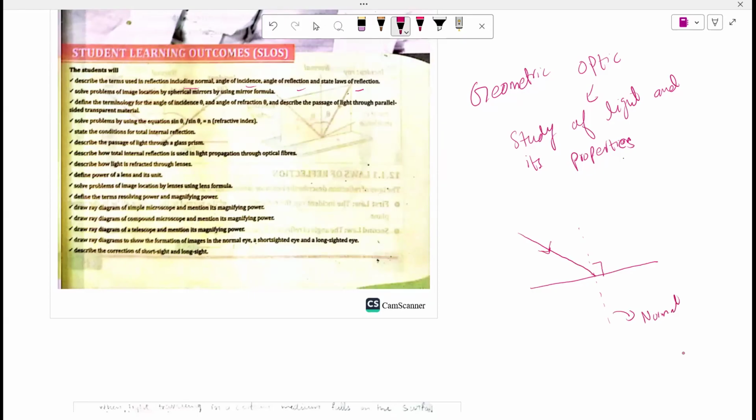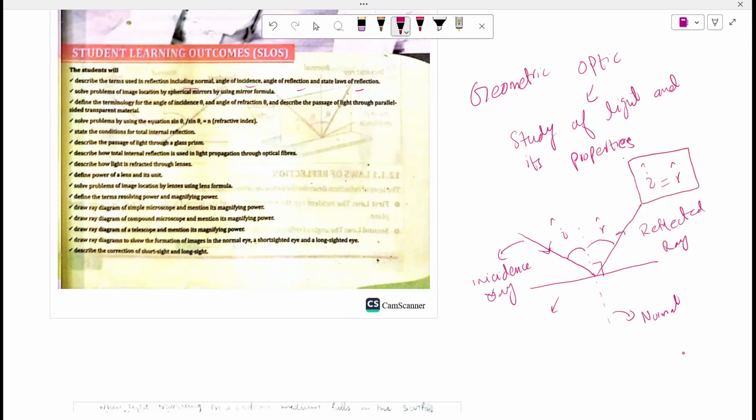This ray traveling towards the medium is known as incident ray, and the angle which it makes with the normal is the incident angle. Similarly, the ray traveling away from the medium is the reflected ray, and the angle which it makes with the normal is the reflected angle. And according to the law of reflection, incident angle is equal to reflected angle. This is the law of reflection.